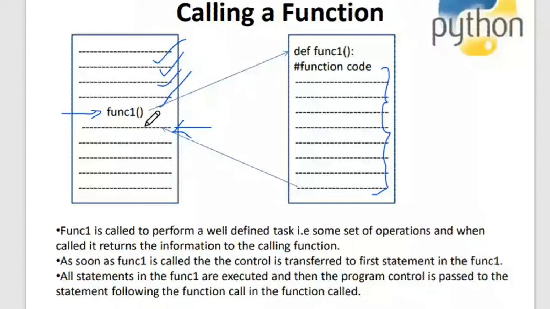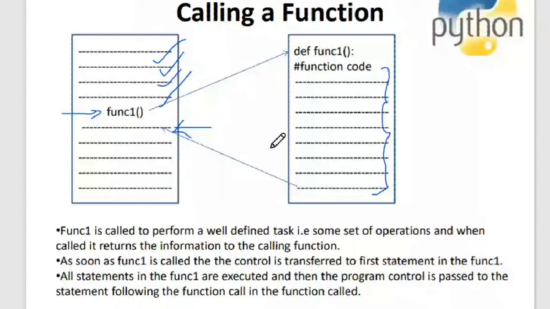Say after some time, again I'm calling function 1. So again the same thing will repeat. The control will transfer to the function, and all the statements inside the function will execute, and the control will come back to the immediate next statement after the function call and resume its execution in the main method. So this is what will happen.